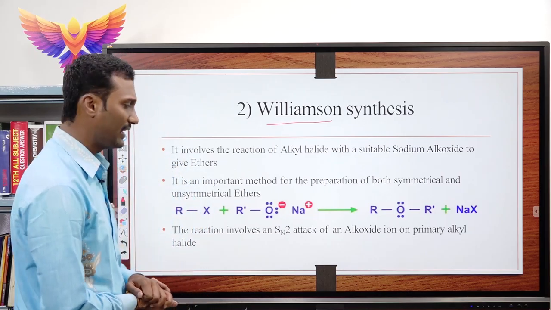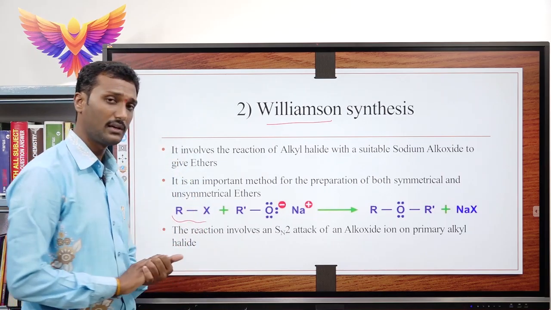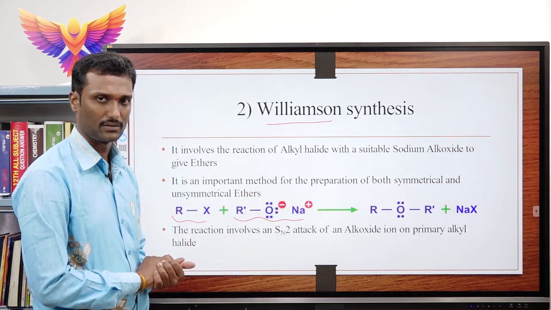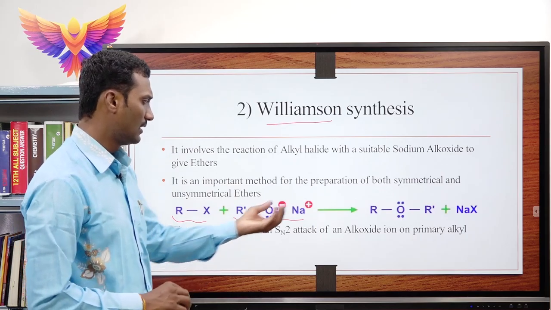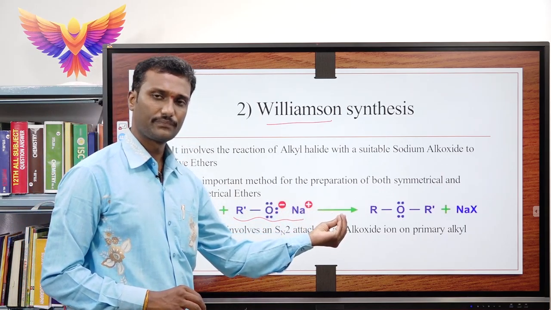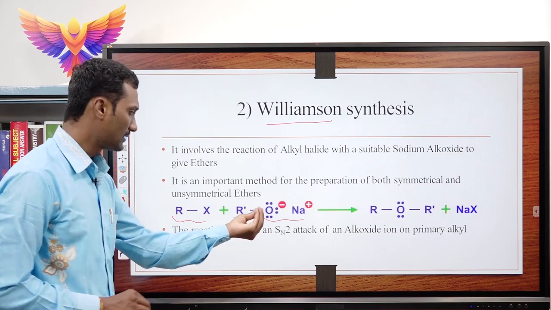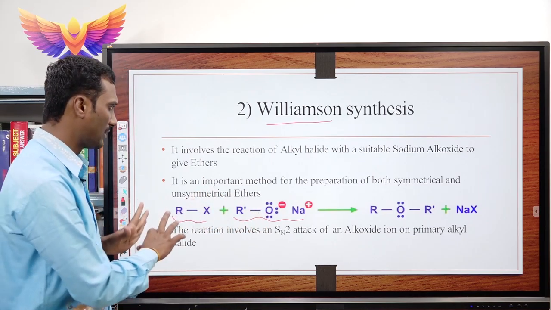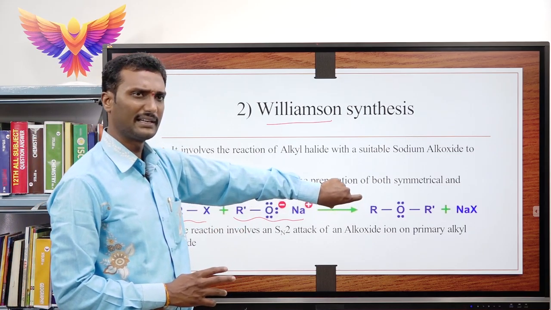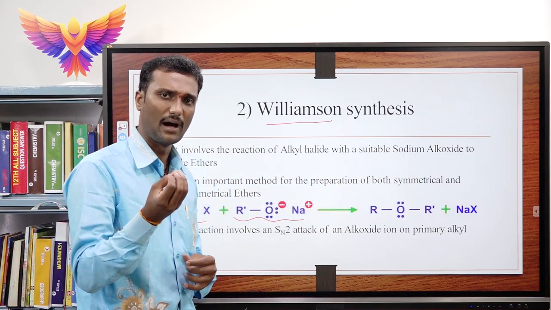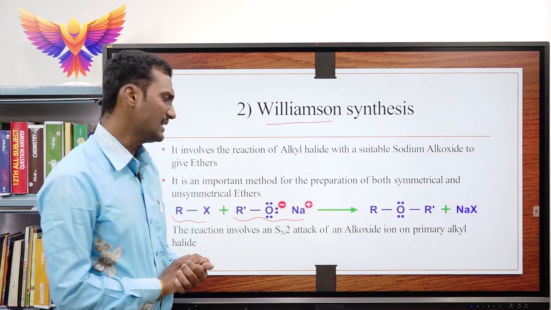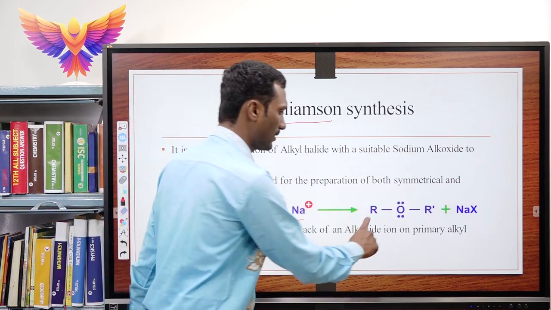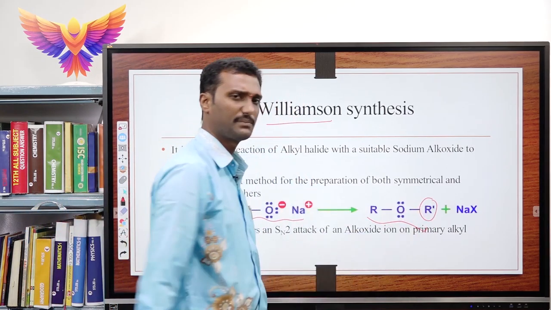Initially we take the alkyl halide. This alkyl halide reacts with a sodium alkoxide in the presence of a catalyst. Here we are taking the sodium alkoxide and the alkyl halide. Catalyst means we use a small amount of base, or else the catalyst is not even required. When both react they form an ether, and R dash means the unsymmetrical ether.